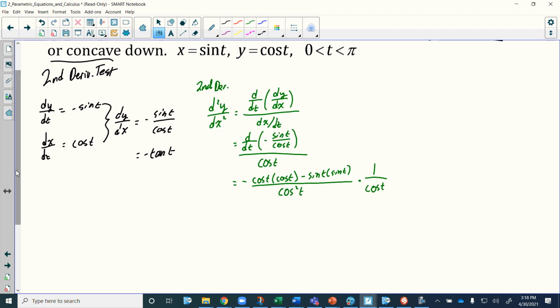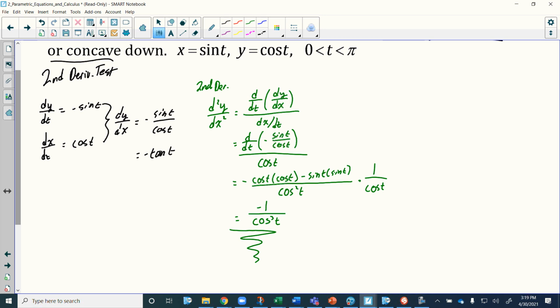And what we see in the numerator is almost the trig identity. Instead of cosine squared plus sine squared, we have negative cosine squared minus sine squared. So instead of a positive 1 in the numerator, I'm going to get a negative 1. And in the denominator, cosine squared times cosine will give me cosine cubed of t. So here is the second derivative.